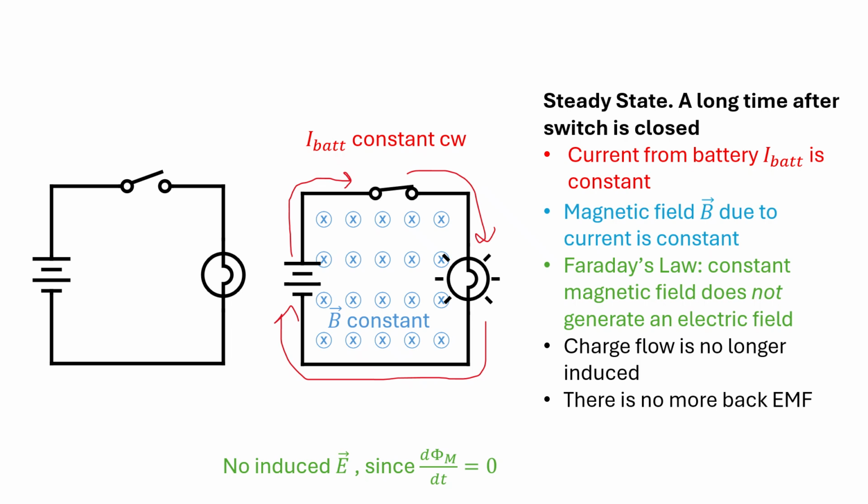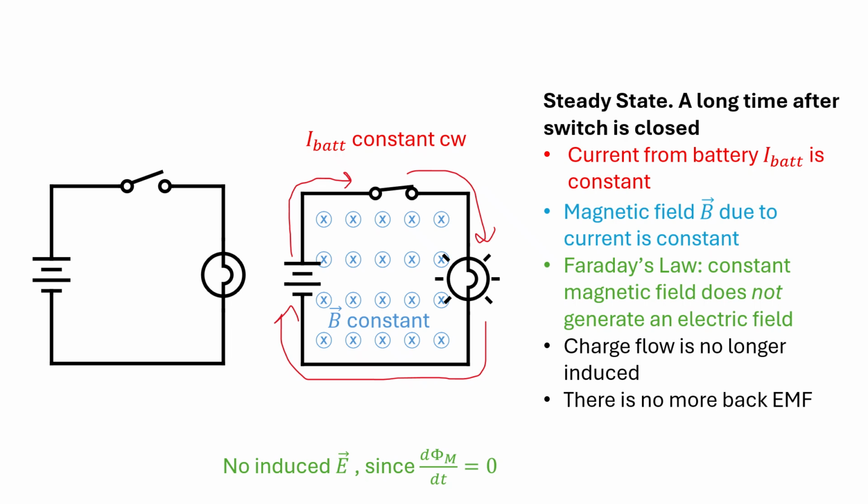And so the charge flow is no longer induced by the field. It is still driven by the battery, but there's no charge flow induced by the field, no more back EMF, no electric field to worry about anymore. So steady state is as if there is no back EMF, as if there is no inductance by the circuit on itself.